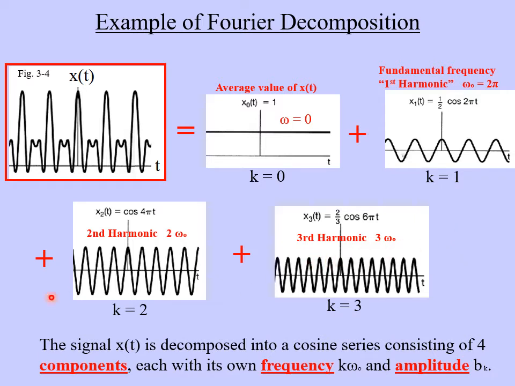All right, so we can say that the signal x of t has been decomposed into a cosine series consisting of just 4 components. Each component has its own frequency, k omega naught, and its own amplitude, b sub k. So this is b naught, b1, b2, and b3, and the frequencies likewise are 0, 2 pi, 4 pi, and 6 pi.